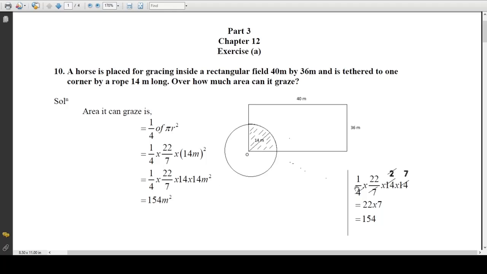Cancelling here, I have shown you on the right side how the cancellation is done. 7 with 2 is 14, and then 2 cancels with 4. Again you get 2, again cancel with 14, you will get 7. Therefore, remaining will be 7 multiply 22, which is 154 meter square. Thus the area that the horse can graze will be 154 meter square.